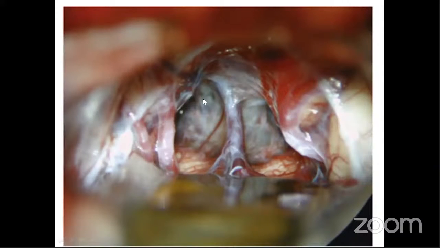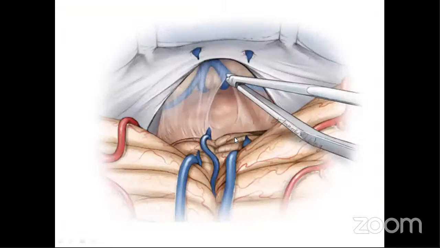This is the pineal region. Posteriorly, you can see this is the thickened dura because of the underlying tumor, and in front we have a precentral vein that is draining superiorly into the vein of Galen. So in order to gain access to this area, you have to sacrifice this vein. Once you have done this, you open the arachnoid and you see the tumor.